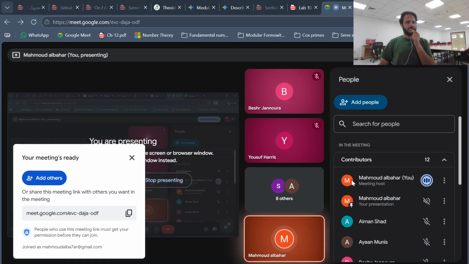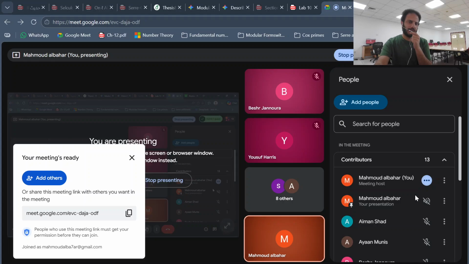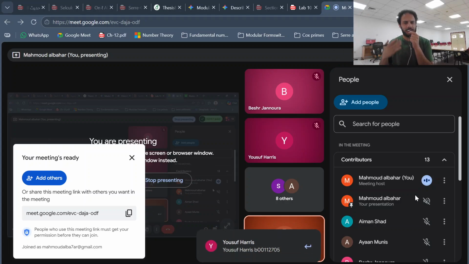Good afternoon, everyone. Today we will solve a Riemann sum example and talk a little bit about the fundamental theorem of calculus.